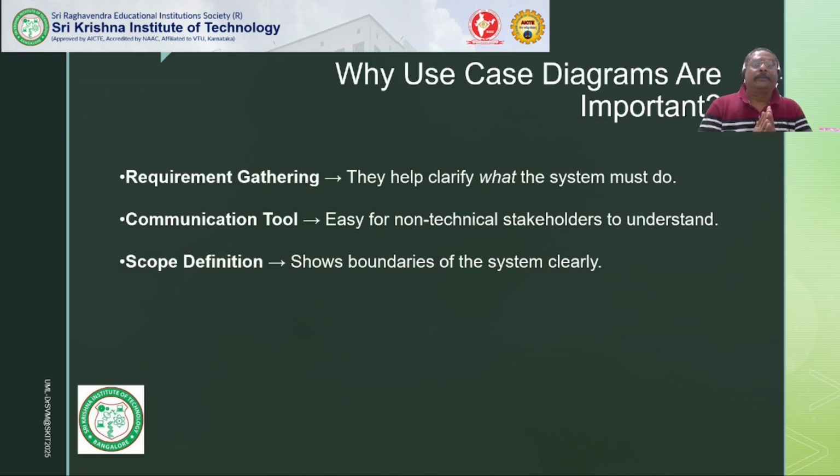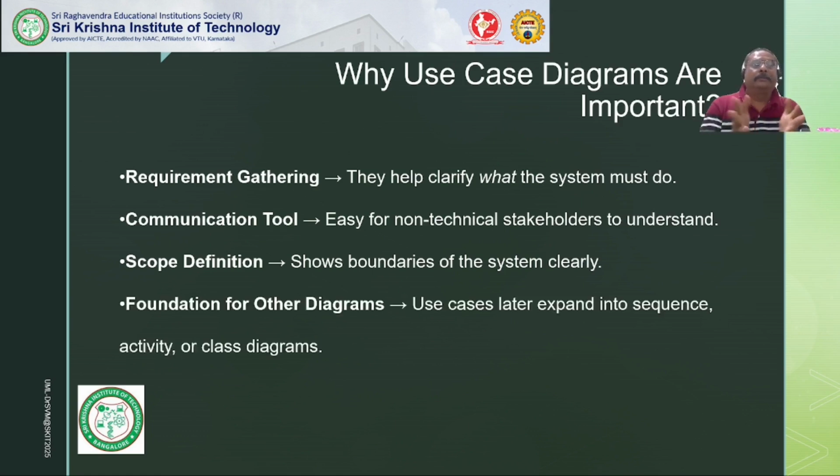And scope definition, which shows the boundaries, so we are going to implement what is inside the boundary. So we define a very clear boundary, what we are going to do, what we are not going to do, very clearly we mention here. And that makes the future part of the design, implementation and everything quite simple and easy.